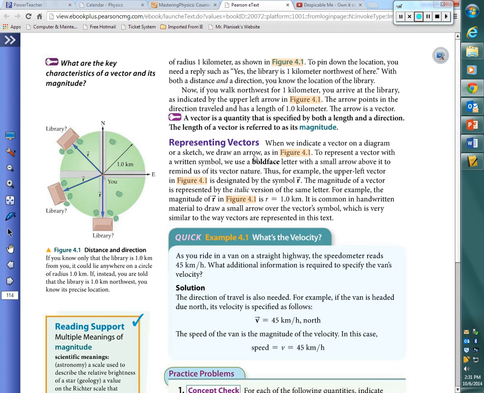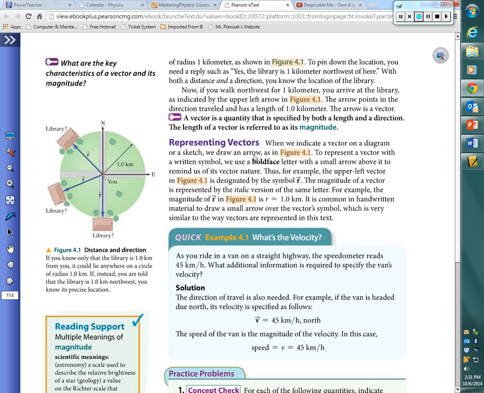We don't have to be perfect with it, but the closer we are to drawing it to scale, the more representative it is of the actual situation. In the lab that you did on Friday, everything was to scale because you were using a map and you used the ruler, so the lengths were fine.